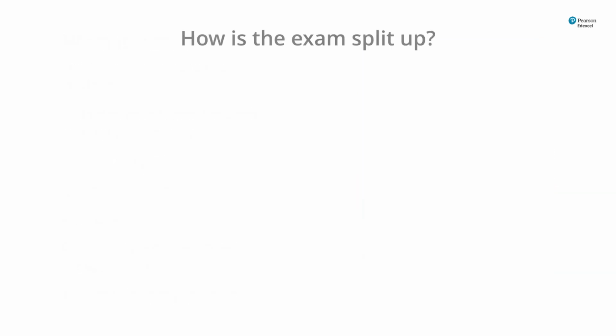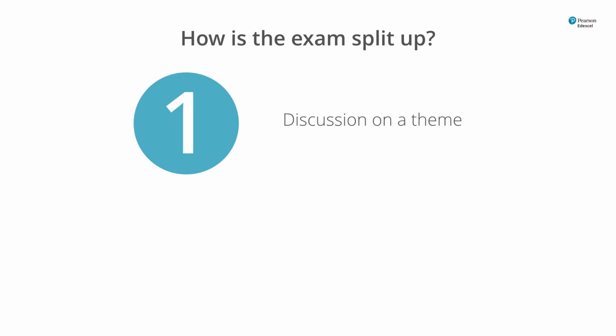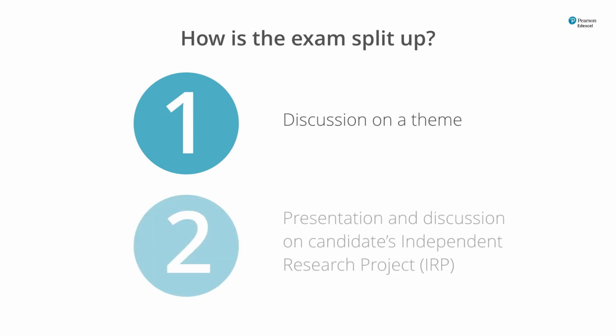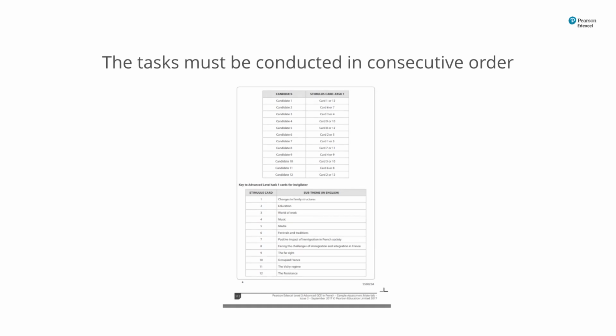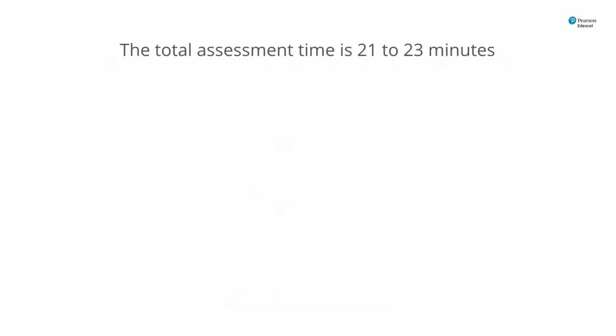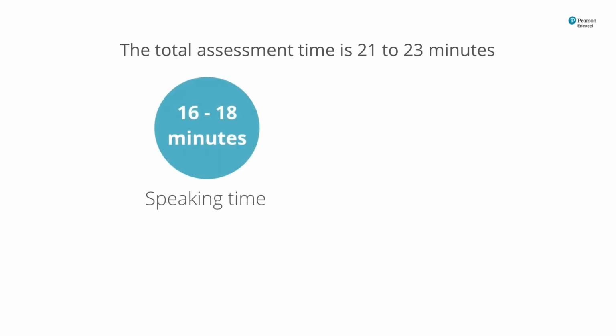How is the exam split up? The examination consists of 2 tasks. Task 1, discussion on a theme, and Task 2, the presentation and discussion on the candidate's independent research project, or RIP. We will look at each of these tasks in more detail a little later. The tasks must be conducted in consecutive order. The total assessment time is 21 to 23 minutes.